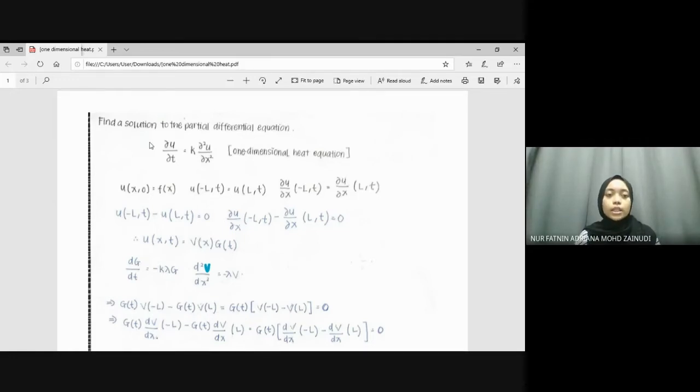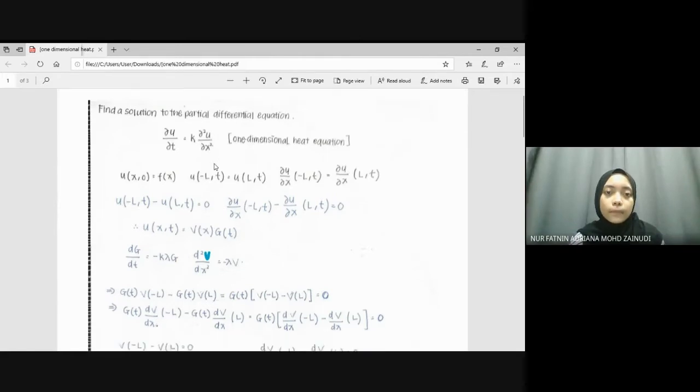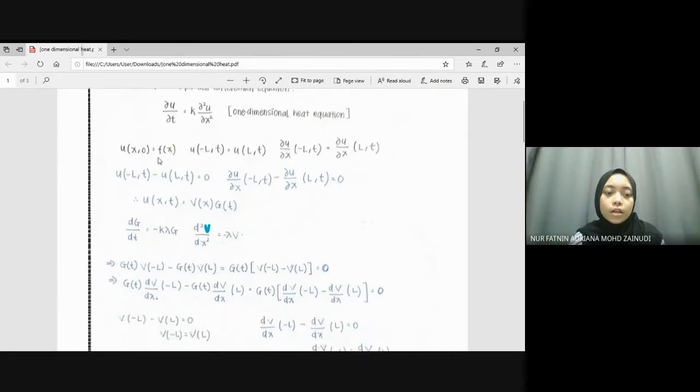So the question is, find a solution to the partial differential equation. The equation that's given is du over dt is equal to k d square u over dx square. And here we have three boundary conditions, which is u at 0 is equal to f(x), u(-L, t) is equal to u(L, t), and du over dx at (-L, t) is equal to du over dx at (L, t).